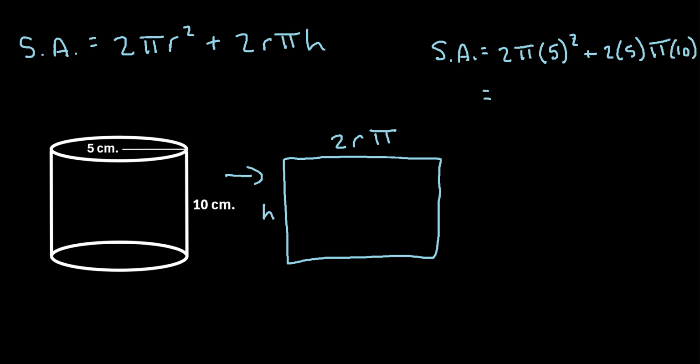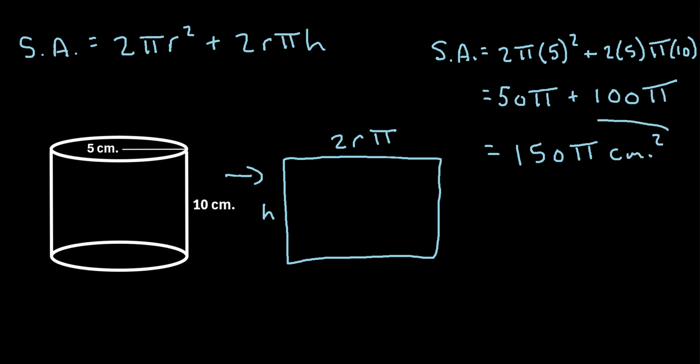So what do we get? 5 squared, that's 25. So 25 times 2 is 50. So we get 50 pi plus, here we have 2 times 5, that's 10, times 10 is 100. So we get 100 pi. So when we add these two together, 50 plus 100, that's 150 pi. And our units are centimeters. So we can say centimeters squared, since surface area is always squared. So this is the surface area of this particular cylinder.